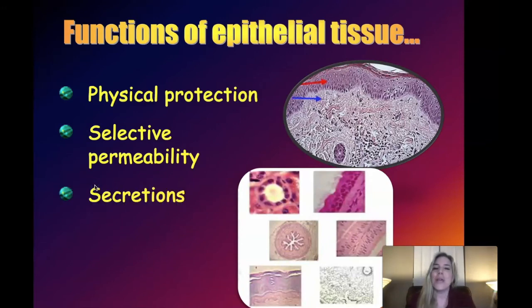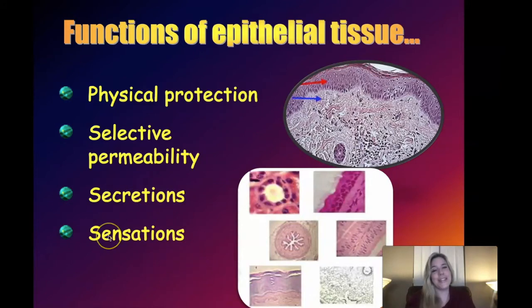Epithelial tissue is also capable of secretions. So we're going to learn about some of the glands that you'll find around epithelial tissue. For example, sweat is a secretion of glands of the epithelial tissue. Oil from sebaceous glands is part of the epithelial tissue as well. So we're going to be learning about that function of some epithelial tissue.